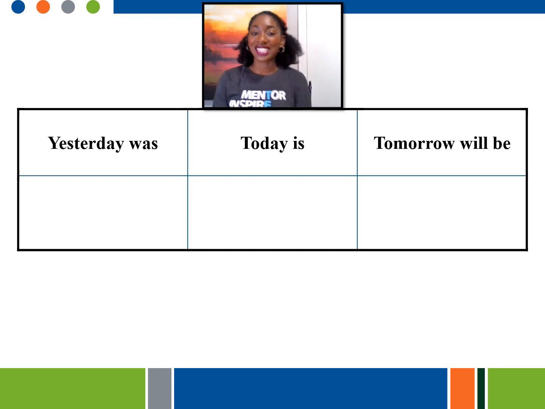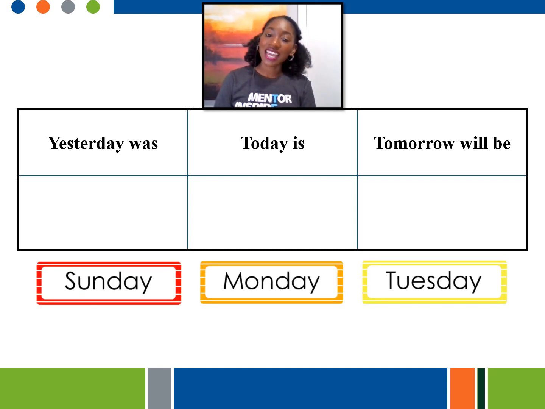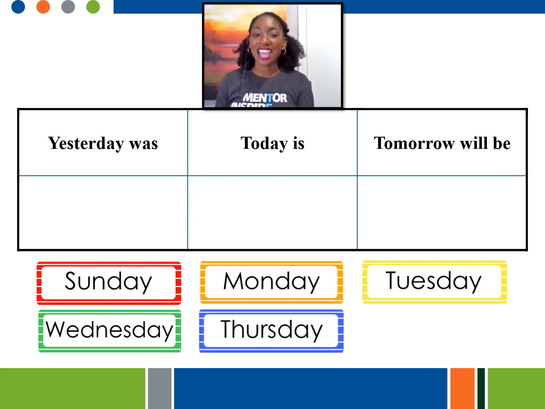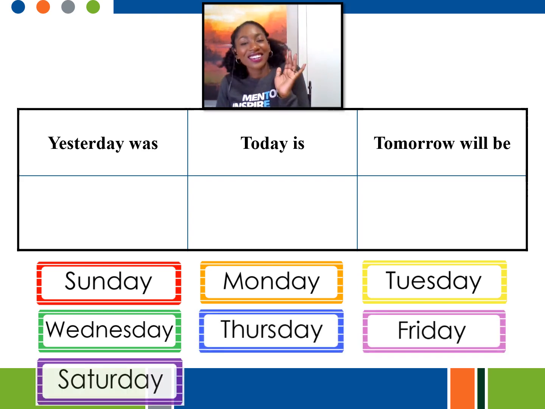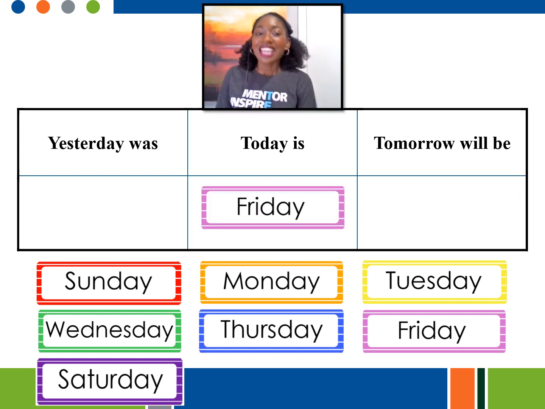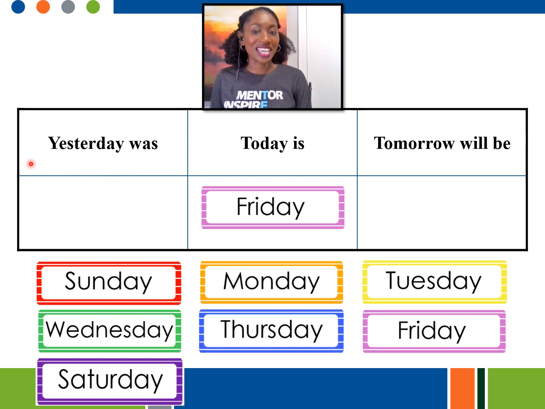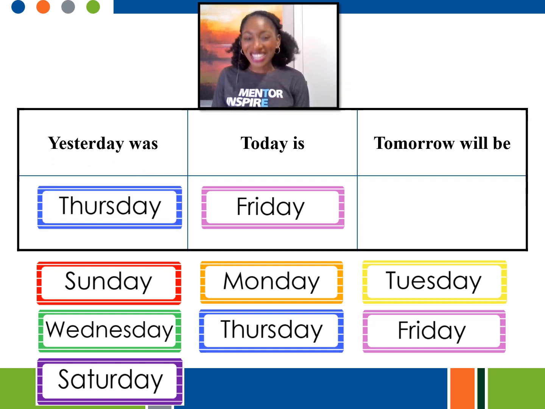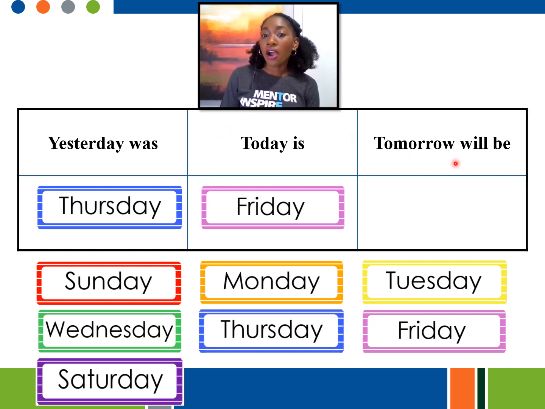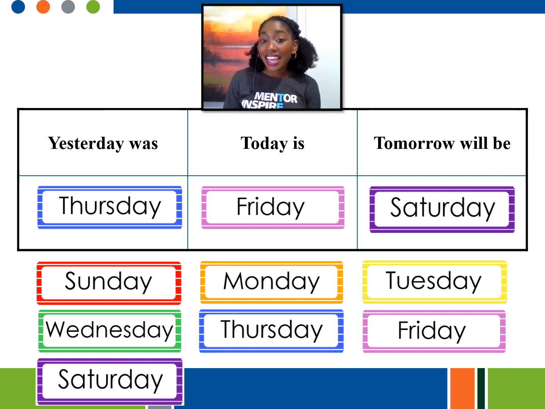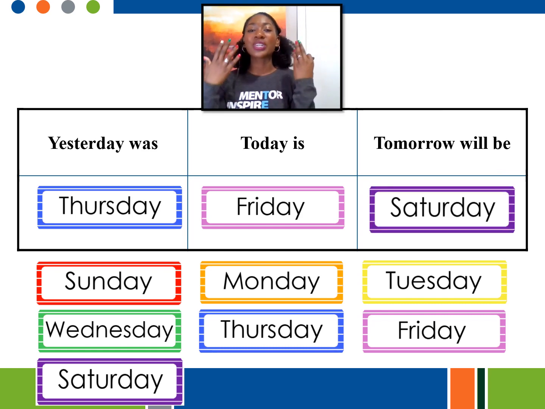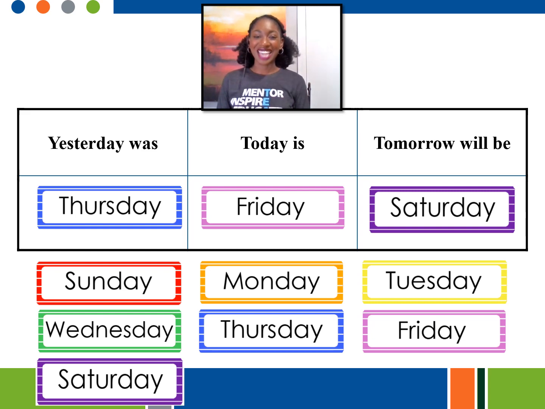Now let's go ahead and say our days of the week. And we start with Sunday, Monday, Tuesday, Wednesday, Thursday, Friday, and Saturday. So if today is Friday, let's read it together. Yesterday, what was yesterday? Thursday. Good. So if today is Friday, tomorrow will be Saturday. You get to relax and enjoy your weekend on Saturdays.